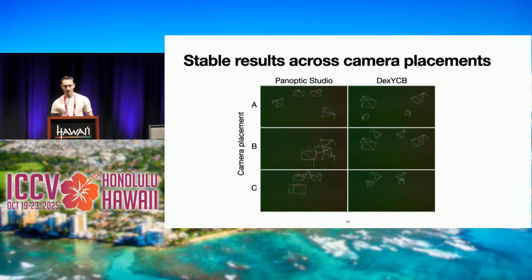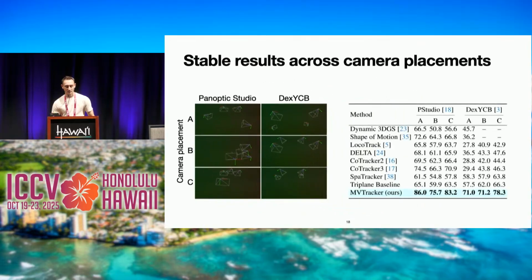Similarly, we can perform well and get stable results across different camera placements. So this includes, for example, these placements A, B, C, where we pick different subsets randomly of the cameras, and we'll get stable results across these sets and by a large margin better than the best baseline.